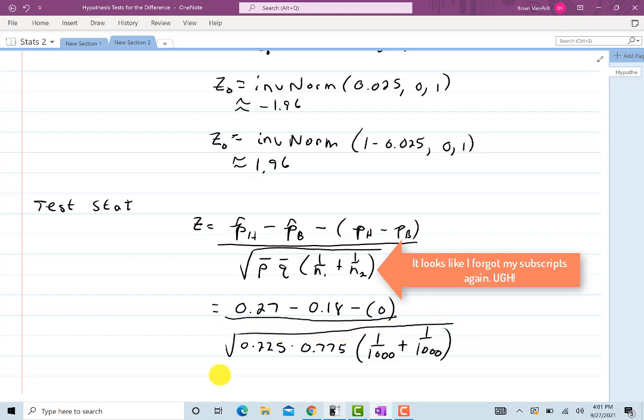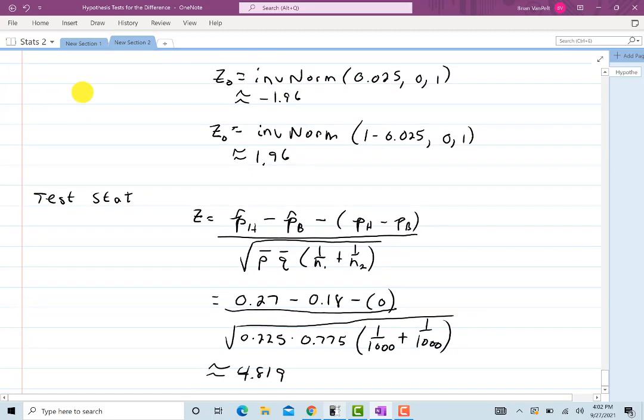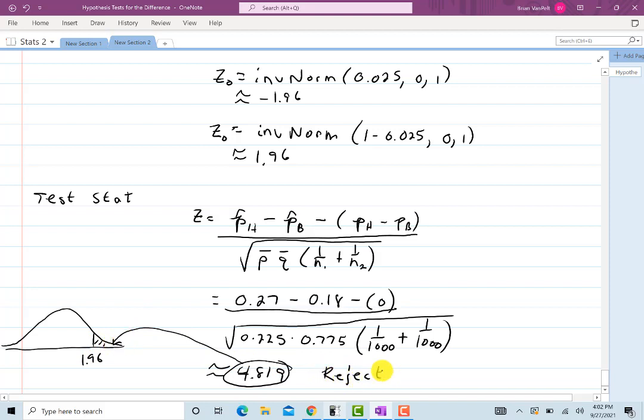This comes out to be approximately 4.819. Let's take a look. That's quite a bit in the critical region. Let me draw my little critical regions again. One of them started at 1.96, and so that is most definitely in there. So we reject H naught.